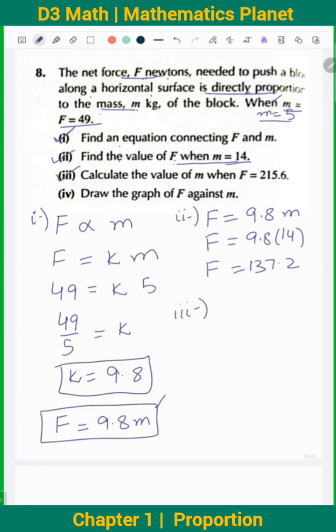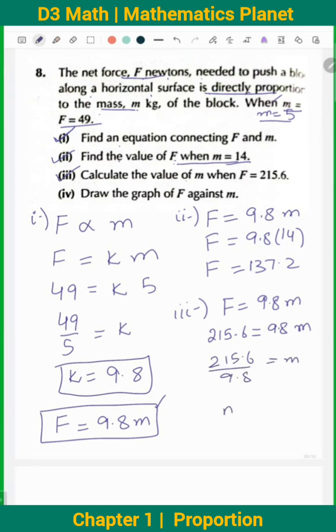Yes, ma'am. Calculate the value of m when F is equal to 215.6. What should I write? Ma'am, we will write F equals 9.8 multiplied by m. Your voice is very low. Speak loudly. Yes, ma'am. F will be 215.6 equals 9.8 m. Okay. So now you're going to divide them. Ma'am, what will you get?